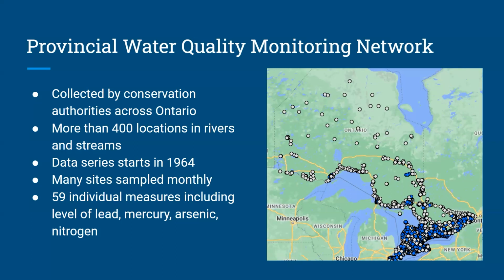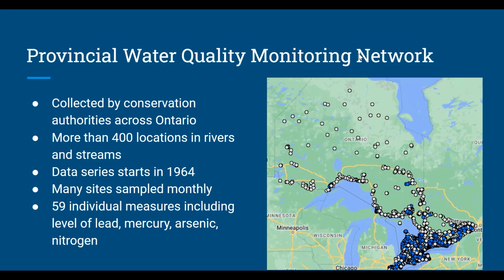And they take samples and they evaluate those samples to understand things about the composition of the water. This data goes back to 1964, so there is a rich data set for you to dig into. And as it says on the slide, there are 59 individual measures that are reported by this data program. That includes things like lead levels, mercury levels, nitrogen levels, oxygen levels in the water, all the stuff that you want to know to understand the health of a waterway. So how do we access this data?